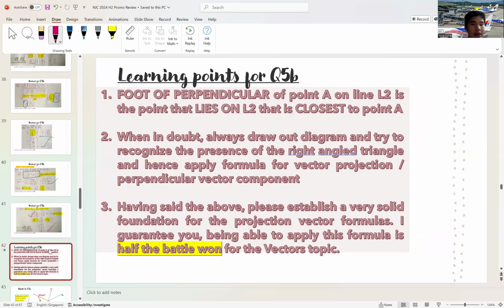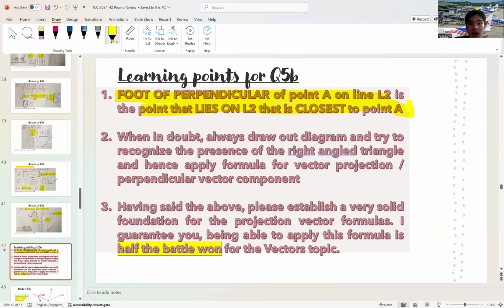So again, here are the learning points, right? This is something that I've very jolly well discovered from this question. So when the question says the point that lies on L2 that is closest to point A, this is going to be the foot of perpendicular of point A onto L2. Same thing if the question asks for a point that lies on a plane that is closest to point A.